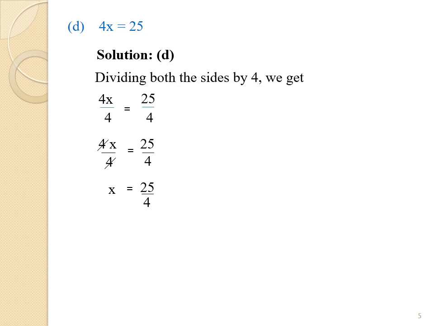Converting improper fraction into mixed fraction, we get 6 integer 1 upon 4. So, 6 integer 1 upon 4 is the solution of 4x equals to 25.